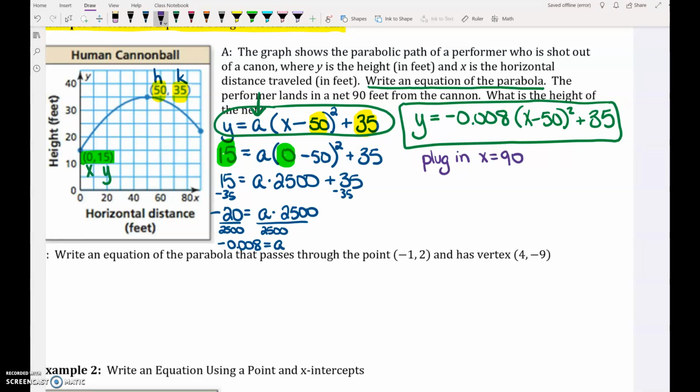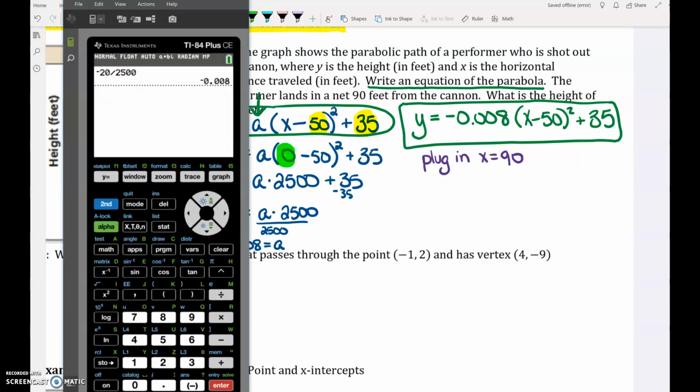So you could just take that equation, and you wouldn't even have to show a lot of work with this. Negative 0.008. Instead of our x, we're going to plug in 90. Oops, I want 50 squared, not 20.